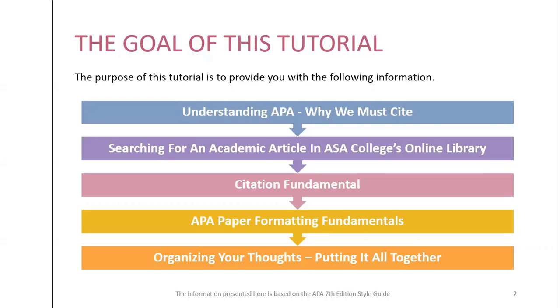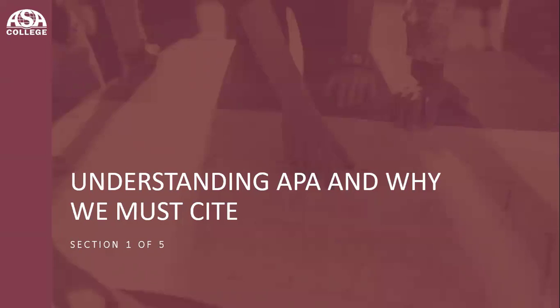Next, we'll go through Citation Fundamentals to get you familiar with some of the rules and guidelines when it comes to citing your work. In addition, we'll talk a little bit about APA paper formatting fundamentals. In other words, how to format your paper, some tips and tricks, if you will, how to ultimately create your presentation/paper. And finally, how to organize your thoughts, how to put it all together using some of the guidelines and tools that are available. So first and foremost, let's understand a little bit about APA and why we must cite.